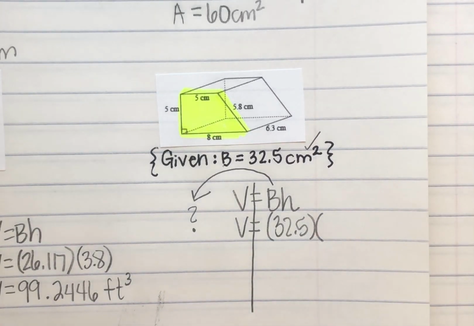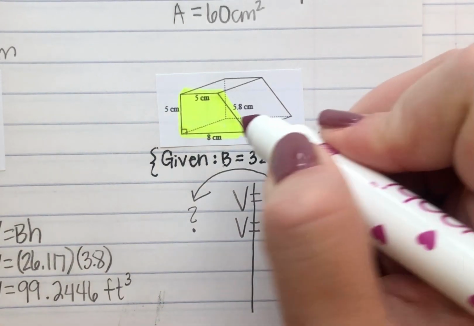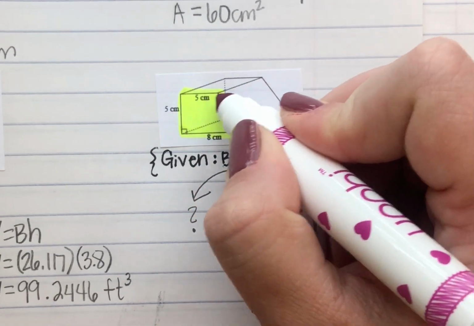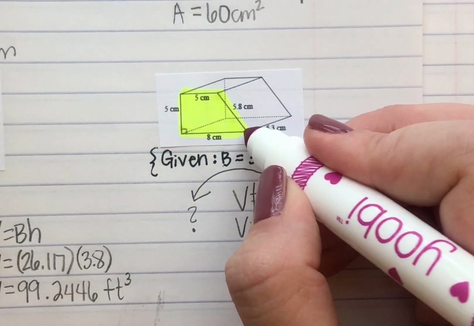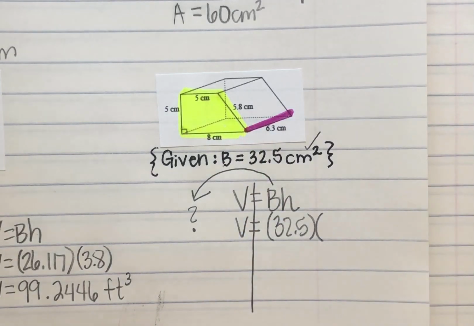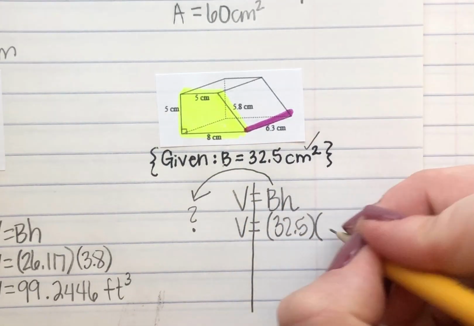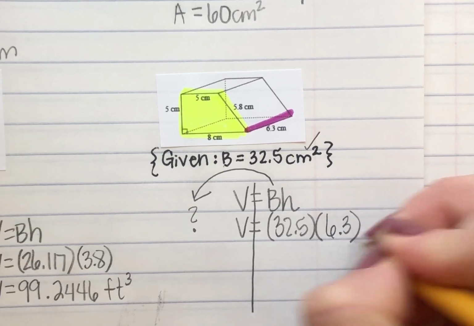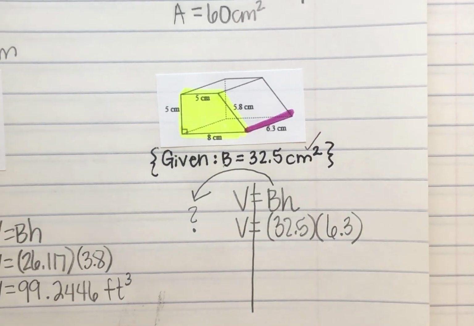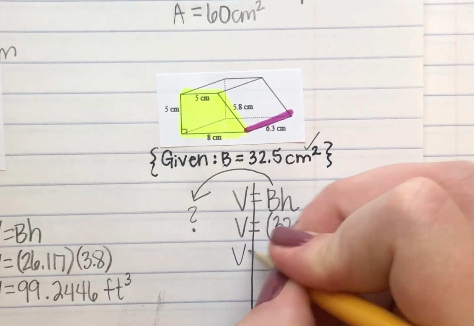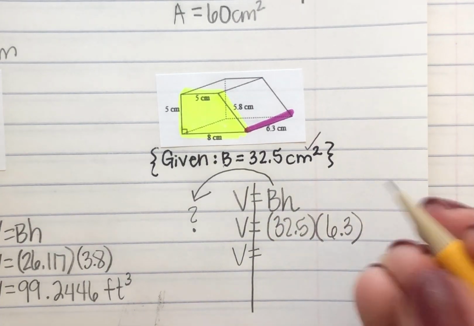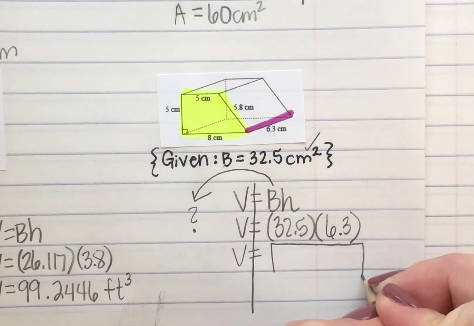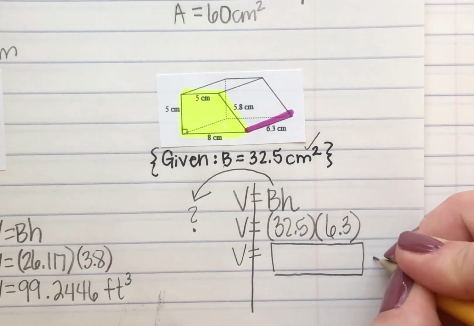Now we got to find the height of the prism. So if you'll look, this is our first base. This is our second base. So the distance between the two of those is going to be 6.3. So all we would have to do to find our final volume is 32.5 times 6.3, and we would have our final answer.